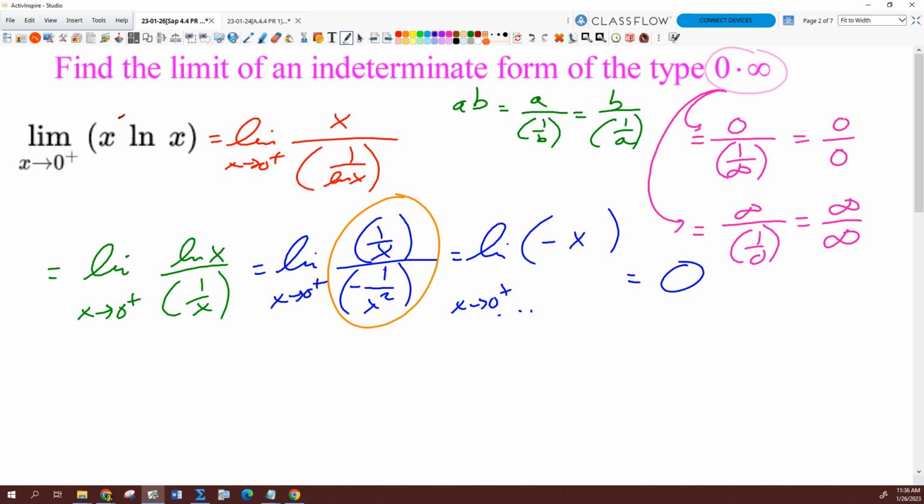Make sense? Okay. So that's the strategy we have if we start with the indeterminate form 0 times infinity. We've got to convert that into either an indeterminate form that looks like 0 over 0, or that looks like infinity over infinity. And then we do what we did before. L'Hopital's rule it.